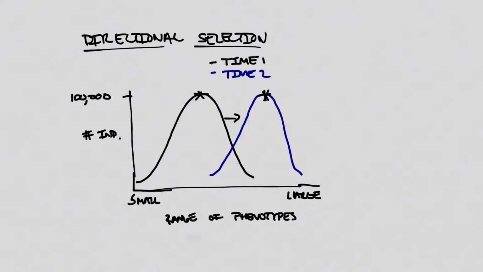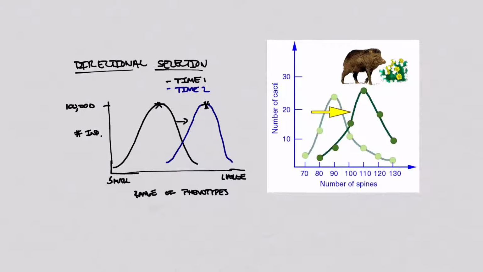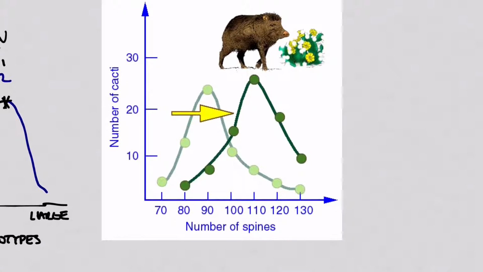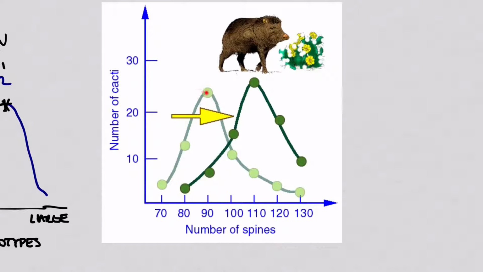So let me pop up another example of that for you. Here we have an example of cacti over time. This initial faded-out curve represents the number of spines present on cacti, and most cacti have about 90 spines on them. But over time, let's say a wild boar migrates into the area where these cacti live, and we start to see that the cacti that have fewer spines get eaten by the wild boar.